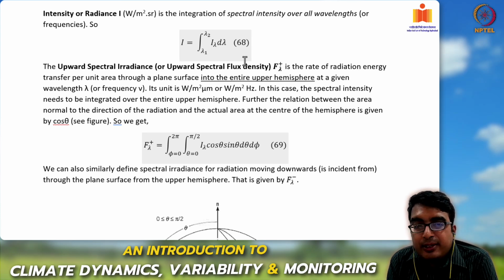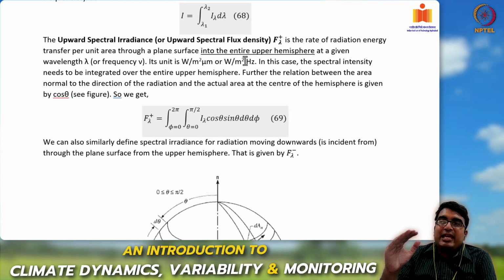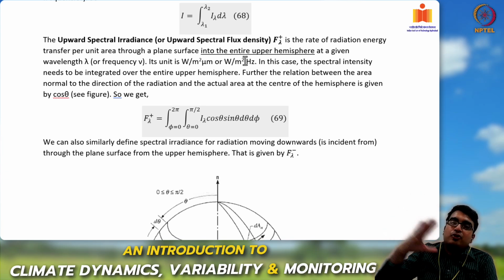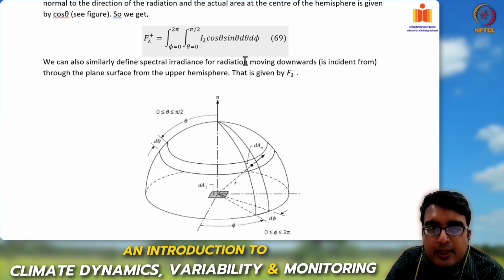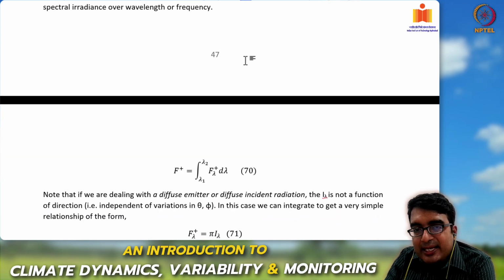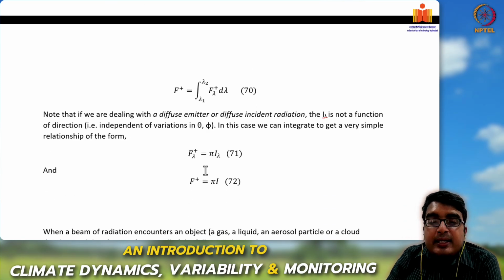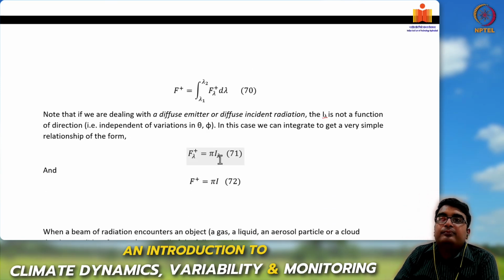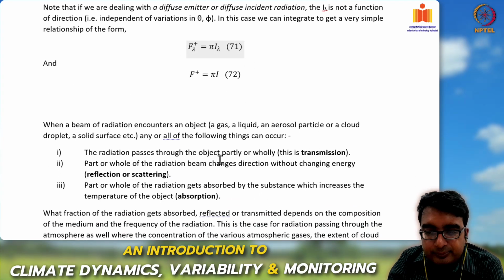Upward spectral irradiance is the rate at which energy is being emitted or transferred through a plane area, per unit area of this plane, in the entire upper hemisphere. For the specific case where the emitter is a diffuse emitter, this upward spectral irradiance is just pi times the spectral intensity, and the upward irradiance is pi times the total intensity.